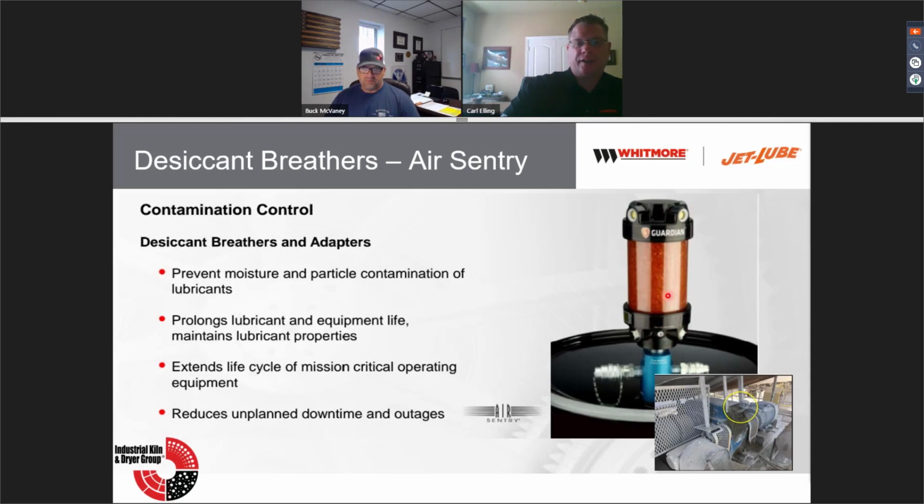This is the only one that's rated that you can put on a diesel fuel tank. So if you've got moisture in your diesel fuel, or you're getting sand in your diesel fuel tank, putting 1 or 2 of these on there may help minimize that contamination.